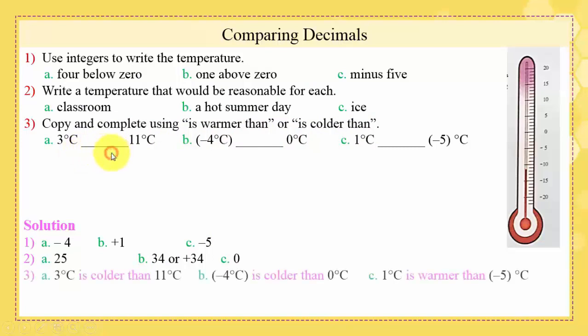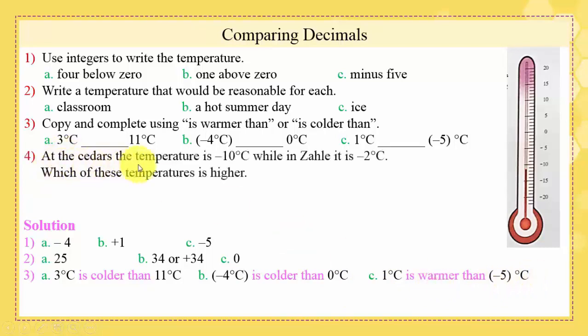3 degrees Celsius is colder than 11 degrees Celsius since 3 is smaller than 11. Minus 4 degrees Celsius is colder than 0 degrees Celsius. 1 degree Celsius is warmer than minus 5 degrees Celsius. 4. At the Cedars, the temperature is minus 10 degrees Celsius, while in Zahle, it is minus 2 degrees Celsius. Which of these temperatures is higher? Minus 2 degrees Celsius is higher than minus 10 degrees Celsius since it is nearest to 0.